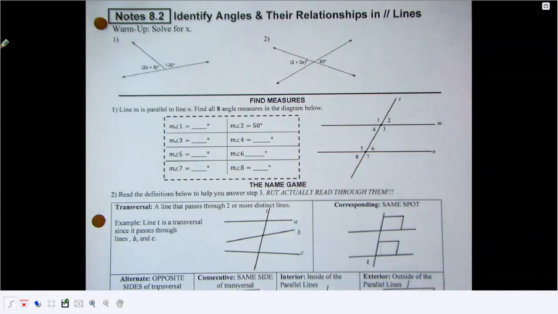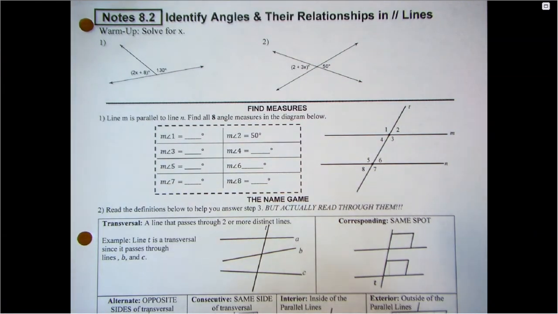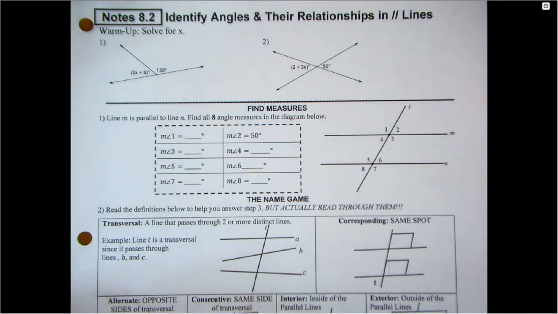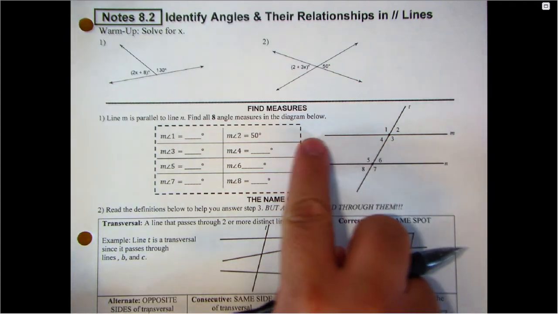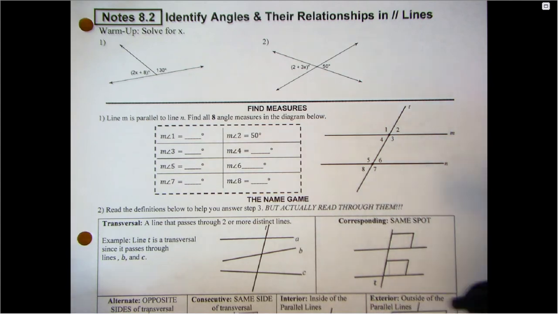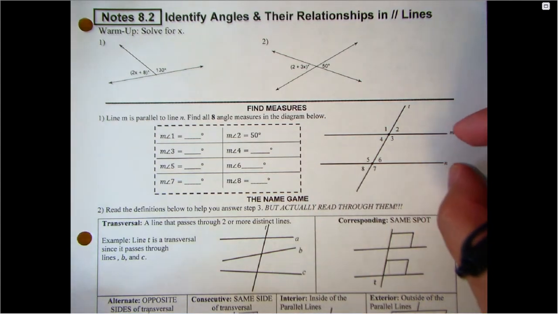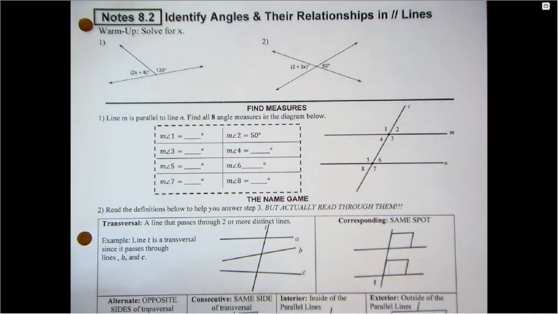Good morning, everybody. Today we're going to be doing Notes 8.2, Identify Angles and the Relationship in Parallel Lines. That's what that symbol means. And now if you think back to your middle school days, parallel lines were basically two lines that would never intersect or never cross with each other. So here, for instance, if I stretch out line M more and more and line N, because they're running in the same direction, they are considered parallel lines because they never meet or cross.